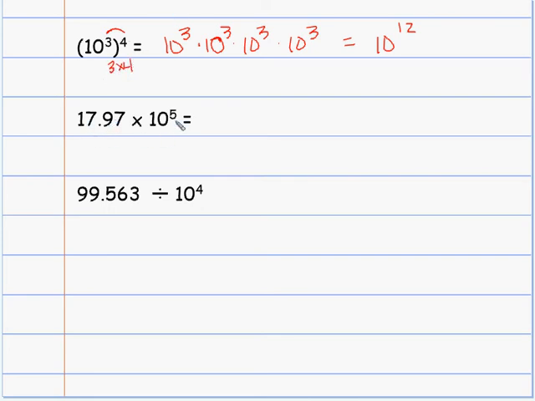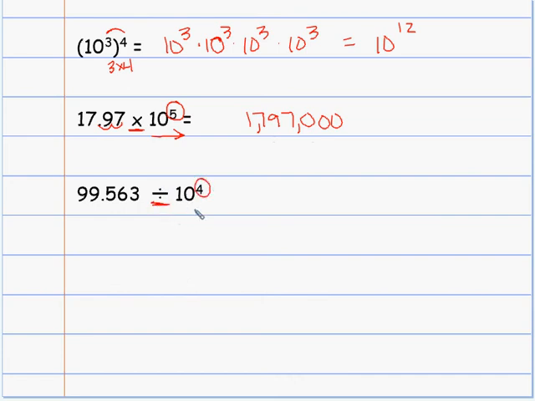17 and 97 hundredths times 10 to the 5th. I'm multiplying, so I'm going to move the decimal to the right 5 places. There are 2 here, so I need to move it 3 more, so 1797, and then the 3 more places. I'm going to put commas in where appropriate.